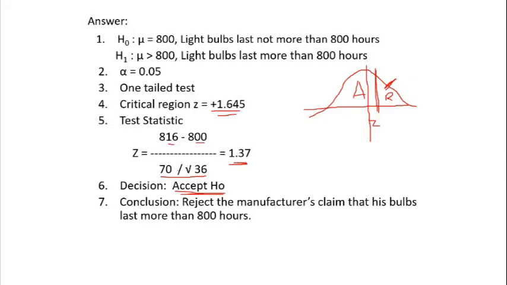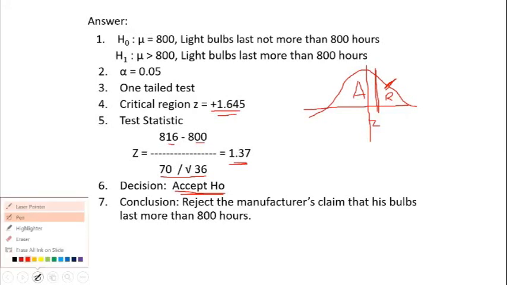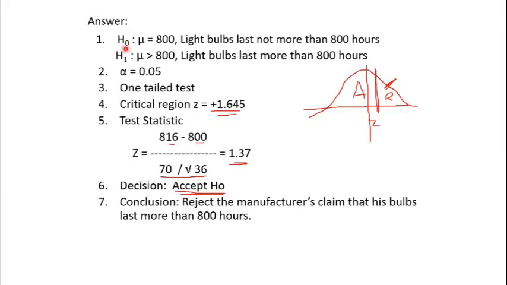So our decision is to accept the H0, where our H sub 0, or null hypothesis, is that the light bulbs do not last more than 800 hours. So our conclusion is to reject the manufacturer's claim that his bulbs last more than 800 hours. This means the manufacturer's statement that the bulbs last more than 800 hours is not true.